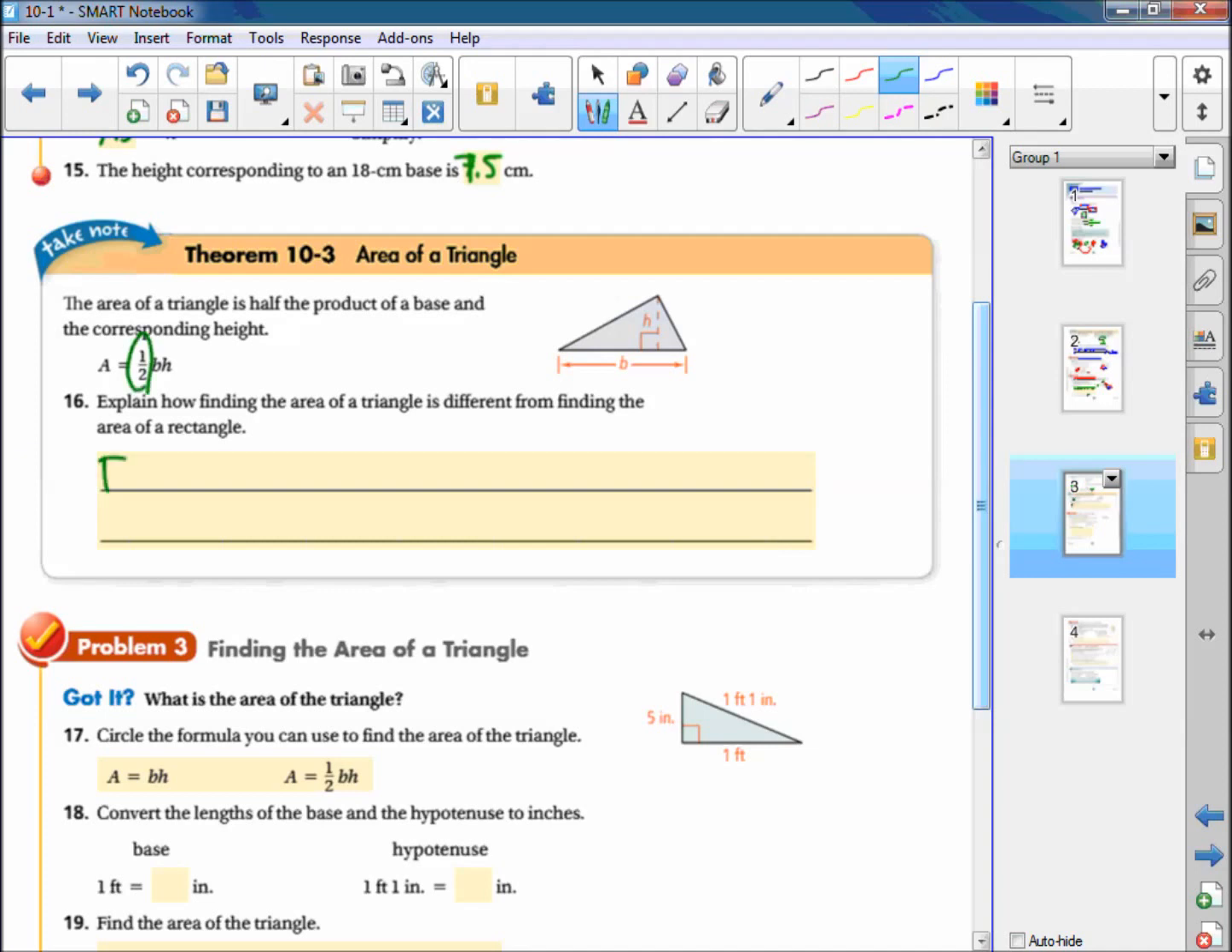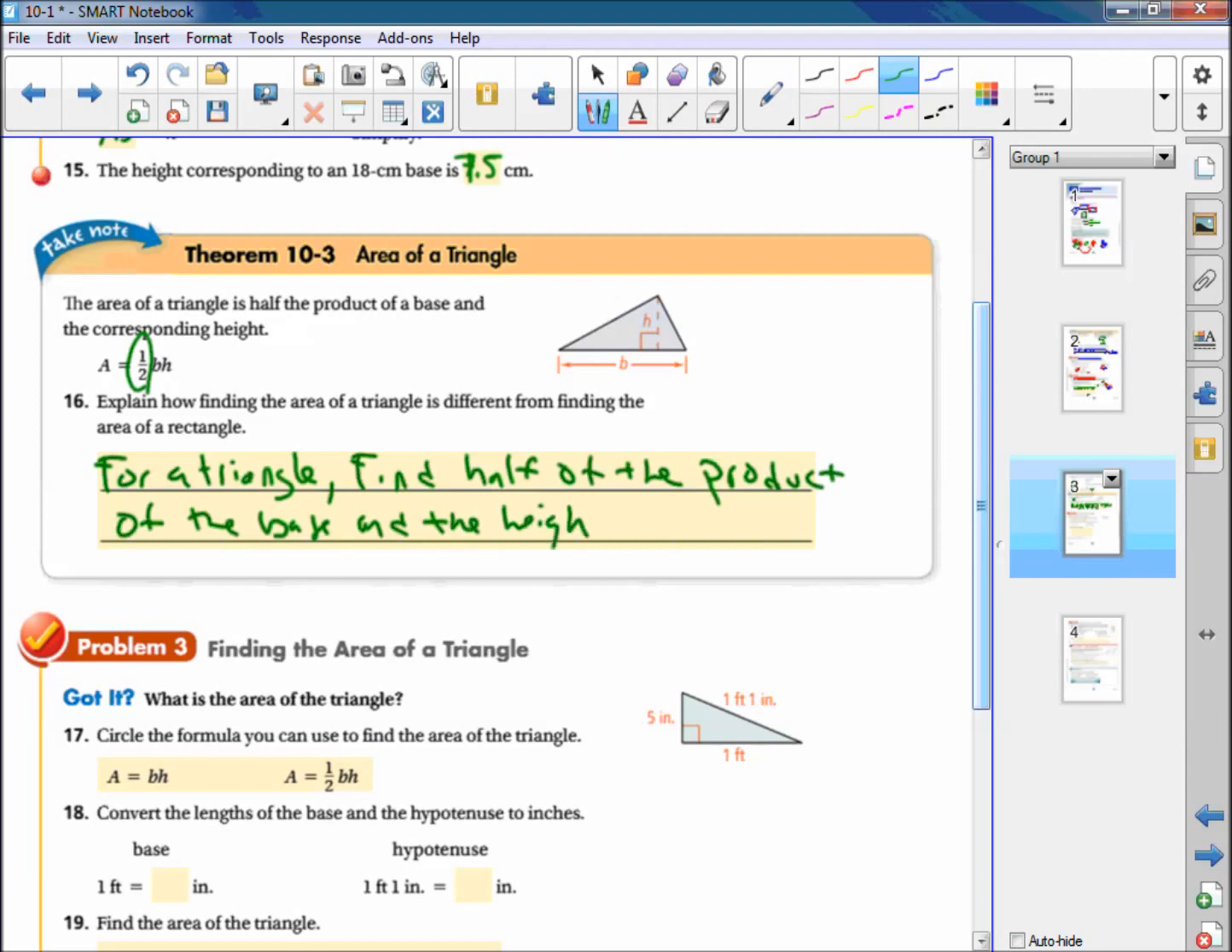So for a triangle, find half of the product of the base and the height. For area of a rectangle, we just find the product of the base and height, but the difference would be this find the half part. Okay. All right, problem number 3, what is the area of a triangle?